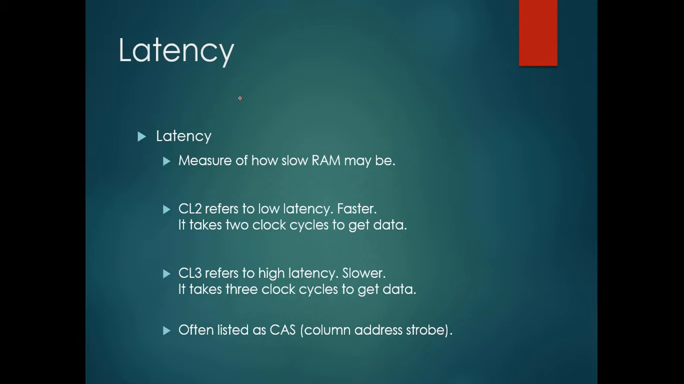There is one more thing which is called latency. Whenever you talk about RAM, the measure of how slow the RAM may be is the latency. If you say CL2, it refers to low latency, and you say okay, this is faster, or my RAM is faster. If CL3, it refers to high latency. We say the RAM is slower. For example, CL2 takes 2 cycles to get data, while CL3 takes 3 cycles. This is often referred to as CAS, that is column address strobe.